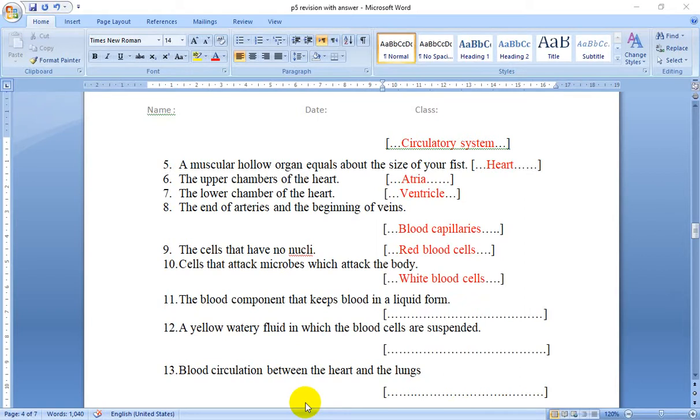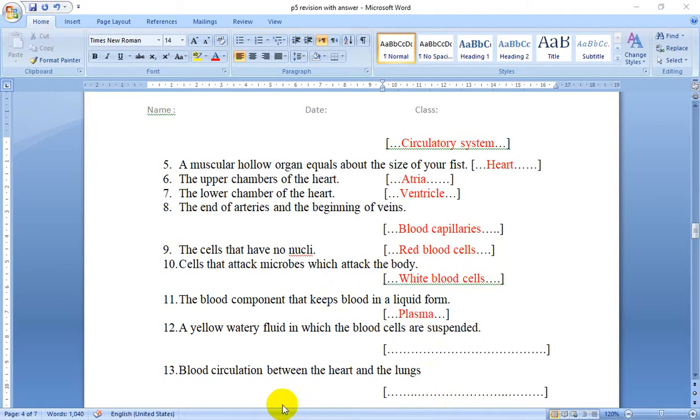Number 11, the blood component that keeps blood in a liquid form. Which component from the blood is this? Yes, plasma. Why? Because plasma is a yellow watery fluid, so it is a liquid, so it keeps the blood in a liquid form. So the blood component that keeps the blood in a liquid form is plasma.